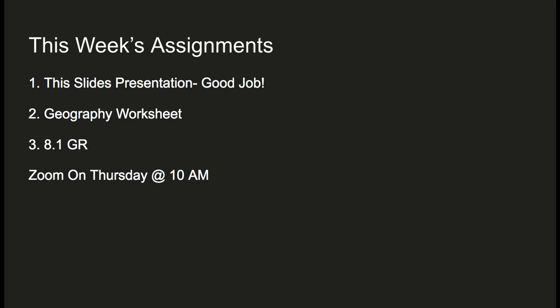A little bit about this week's assignments. The first one is this slides presentation, and you watched it, so I'll tell you guys good job. The second is a geography worksheet. It gives you four aspects of the Roman geography, and then there are some questions to fill in as you work through it. If you want to spend a little bit of time on Thursday talking about that during the Zoom, we can certainly do that. And then you have the 8.1 guided reading. Again, we have the Zoom on Thursday at 10 a.m.